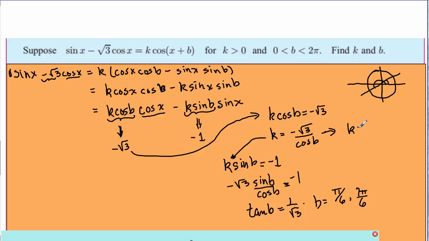K is minus root 3 over, well, now the cosine of pi over 6 is positive, right? The cosine of pi over 6 is root 3 over 2. And we don't want that because that will give us a negative k, and it says k is greater than 0. So we're not actually going to use pi over 6 because that ends up giving us a negative k. So we're going to cross that out. But 7 pi over 6 gives us a cosine of negative root 3 over 2.